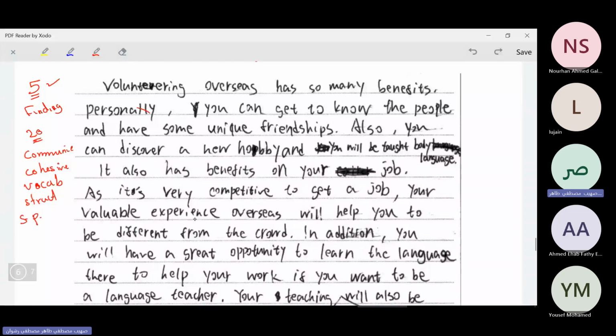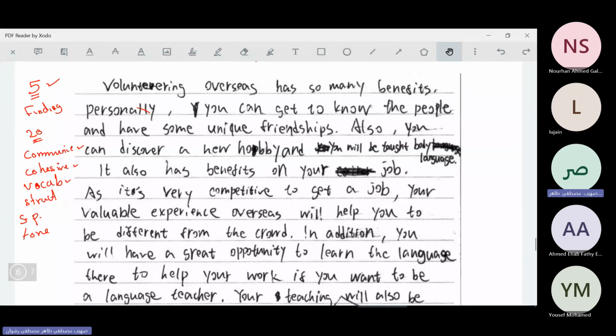Okay, so let's see here. What about the tone and register? It's relevant to the task. This is semi-formal, all right? And communication is almost clear, not always. There is some confusion and awkward expressions. Cohesive devices are somehow used.